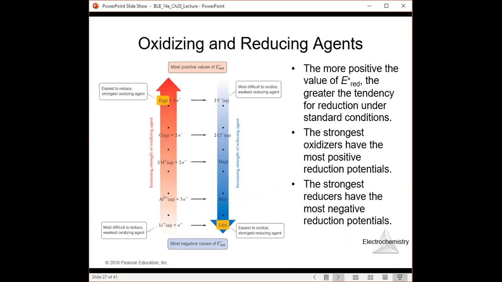Now, one of the things that you have to pay attention to is oxidizing and reducing agents. The more positive the values are, the greater the tendency for reduction under standard conditions. The stronger oxidizers have more positive reduction potentials, and the strongest reducers have the most negative reduction potentials. That's usually what happens in this case.